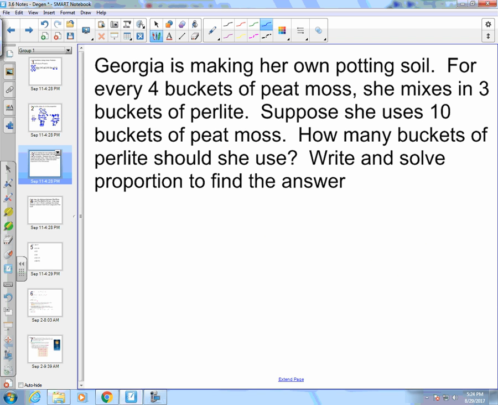Let's go into a story problem. George is making her own potting soil, and for every 4 buckets of peat moss, she mixes in 3 buckets of perlite. Suppose she uses 10 buckets of peat moss. How many buckets of perlite should she use? Write and solve a proportion to find the answer. As we look at this information, we see that for every 4 buckets of peat moss, there are 3 buckets of perlite. Those two items go together. 4 buckets of peat moss and 3 buckets of perlite. I'm going to give little labels there to help me out.